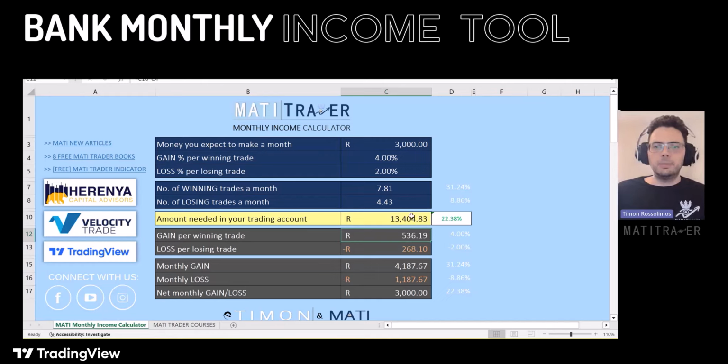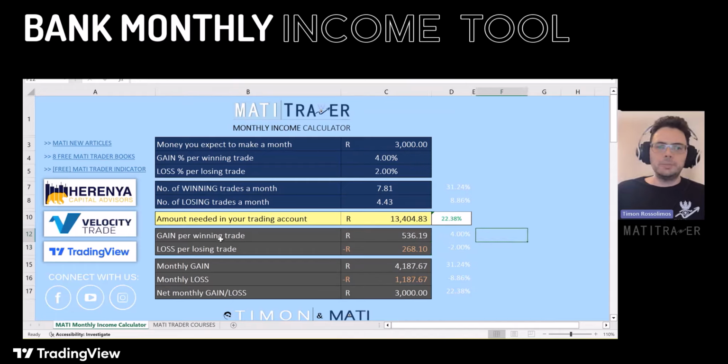Then the loss per losing trade is doing the same, where you're taking the amount in your trading account and multiplying that by the 2% that you were willing to risk. So in that case, it is 268 Rand and 10 cents. And to prove it, over here we are dividing the 268 Rand and 10 cents by the amount in your trading account. So that tells you that you're willing to lose 2%, or 268 Rand and 10 cents.